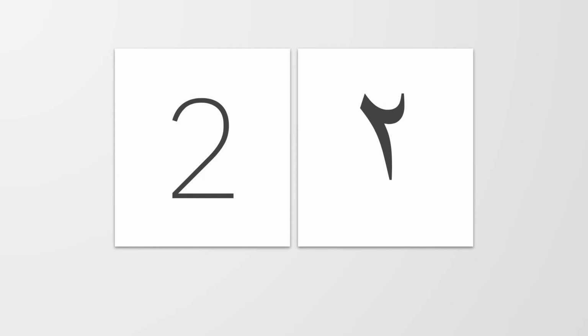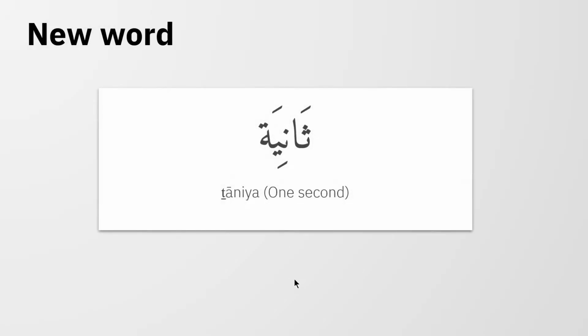واحد، اثنان. اثنان. New word. By the way, ثانية means 1 second, and it's very similar in pronunciation to ʻiṭnān.